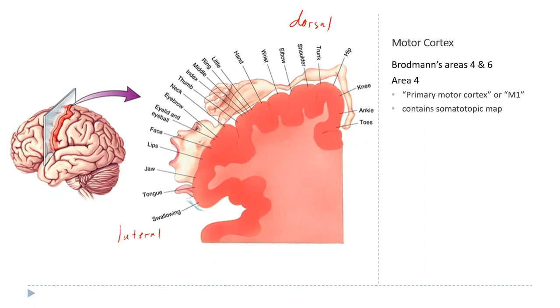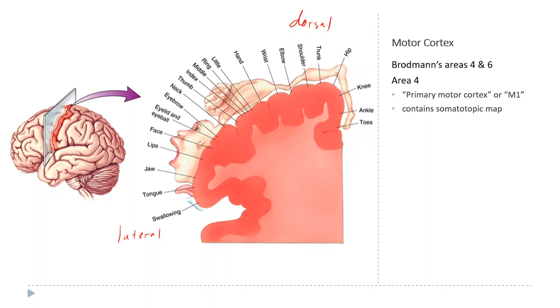And of course, we're crossing over. So this is the left side of the brain we're looking at, but these muscles control the right side of the body. So actually this picture is kind of backwards because this shows a left hand, but really it controls the right hand. And the same goes for the face.